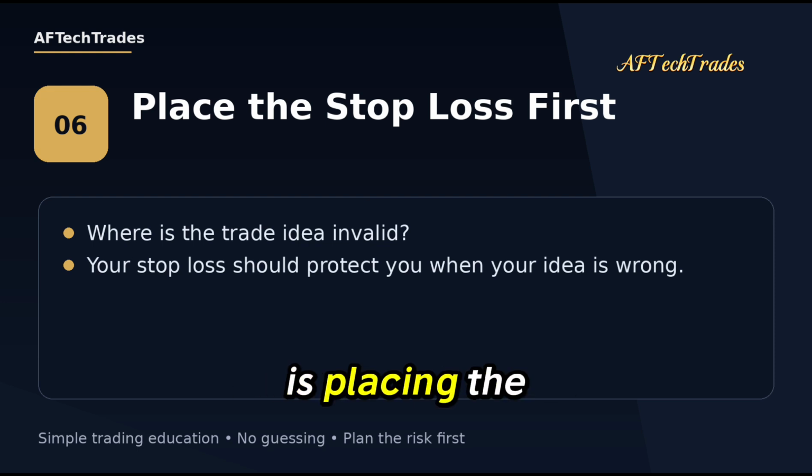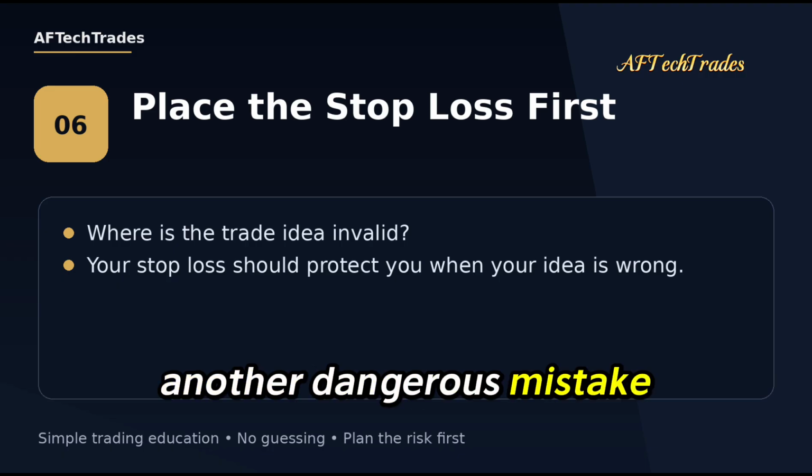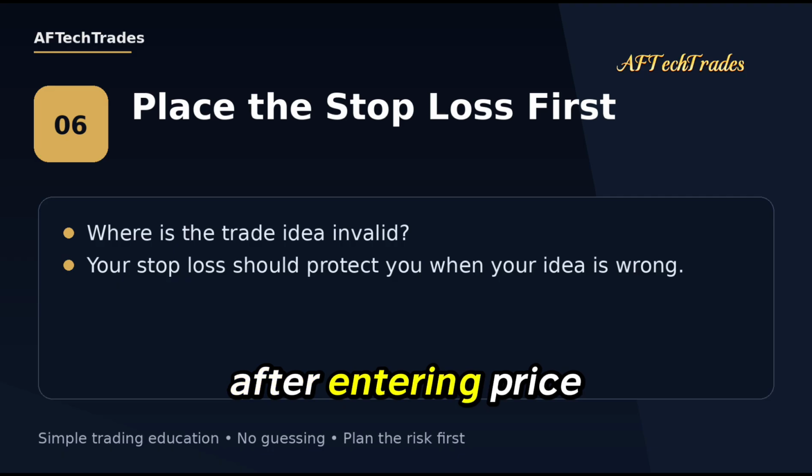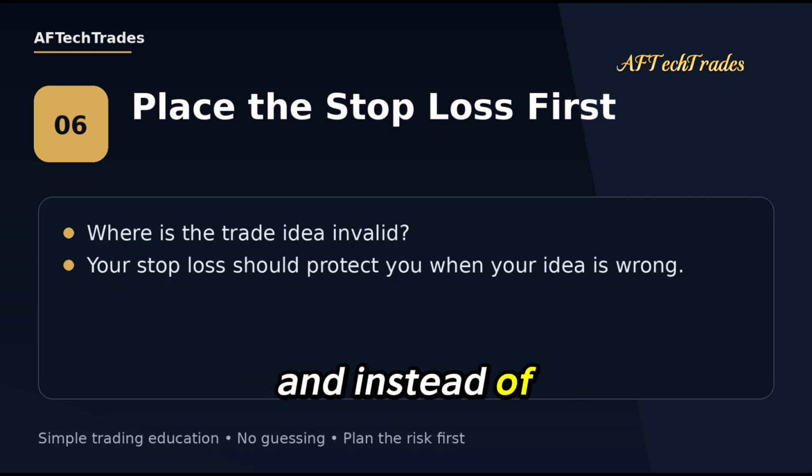A common mistake is placing the stop loss too tight. The trader wants to risk less, so they put the stop loss very close to entry. But normal market movement can hit that stop loss before price moves in the right direction. Another mistake is placing the stop loss too far because the trader does not want to lose. This can make the risk too big. Another dangerous mistake is moving the stop loss after entering. Price moves against the trader, and instead of accepting the plan, they move the stop loss farther away. That can turn a small controlled loss into a large loss.